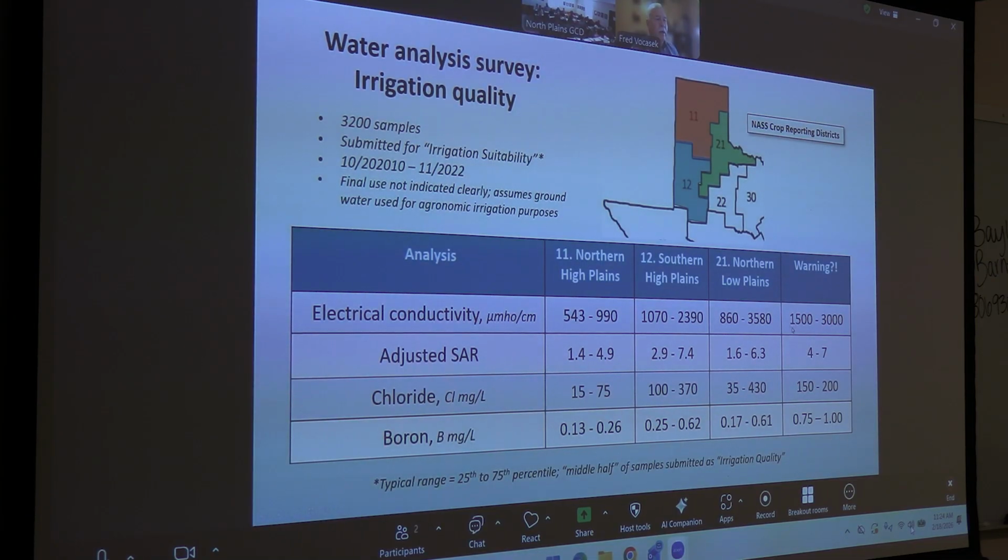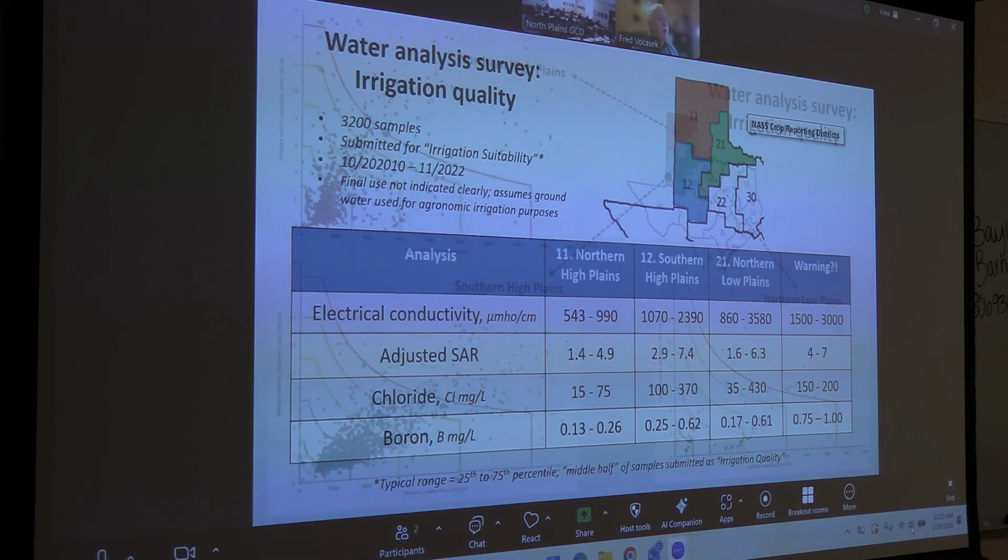Okay, electrical conductivity, 1,500 to 3,000 micromoles. If we see an adjusted SAR on irrigation water of 4 to 7, that's a potential problem. I mean, we need to be concerned. If we have chlorides of 150 to 200, that can be a problem. And if we see boron. So those are 4 things there, and you can look at these numbers. And we have some good, we have some potential problem areas according to the survey.